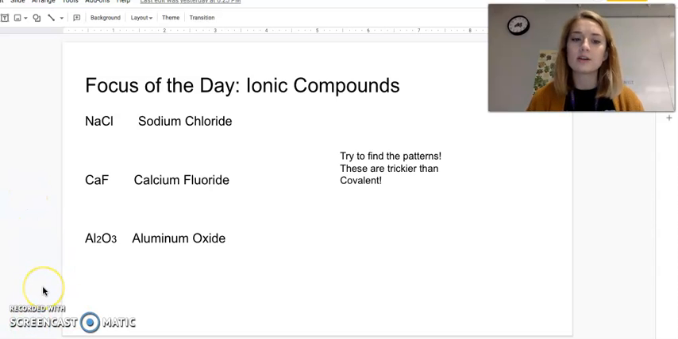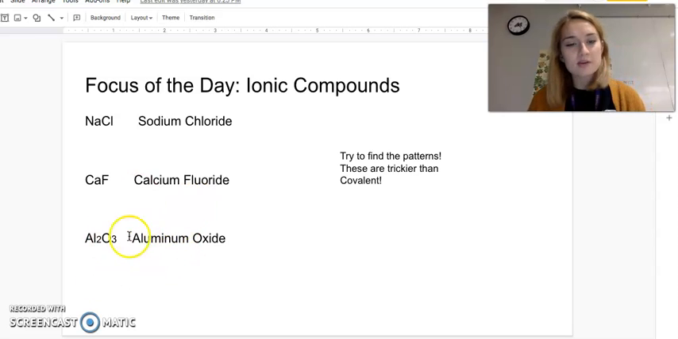Okay, so for this video, we are looking at ionic compounds, which is a metal and a non-metal. So same thing as last time. I have a few examples right here. Go ahead and pause the video. Try and see if you can figure out the patterns and the rules for how we named these.